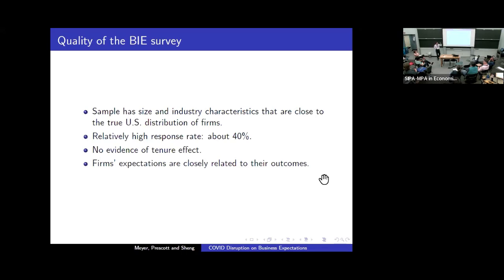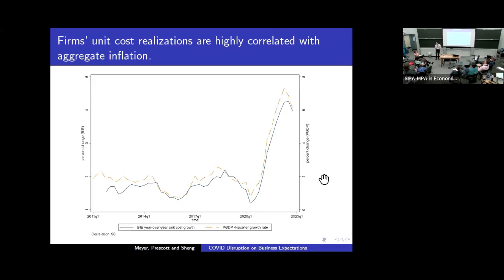Right. If you do a simple scatter plot, you will see firms' expectations are almost perfectly correlated with their outcomes, not only at the firm level, but also at the aggregate level. So what you see here, this solid line, is aggregated year-over-year unit cost growth over the last 12 months, weighted by industry share of overall GDP. We plot the firms' year-over-year unit cost growth against the GDP deflator inflation rate. Do you see that these two measures are almost perfectly correlated?